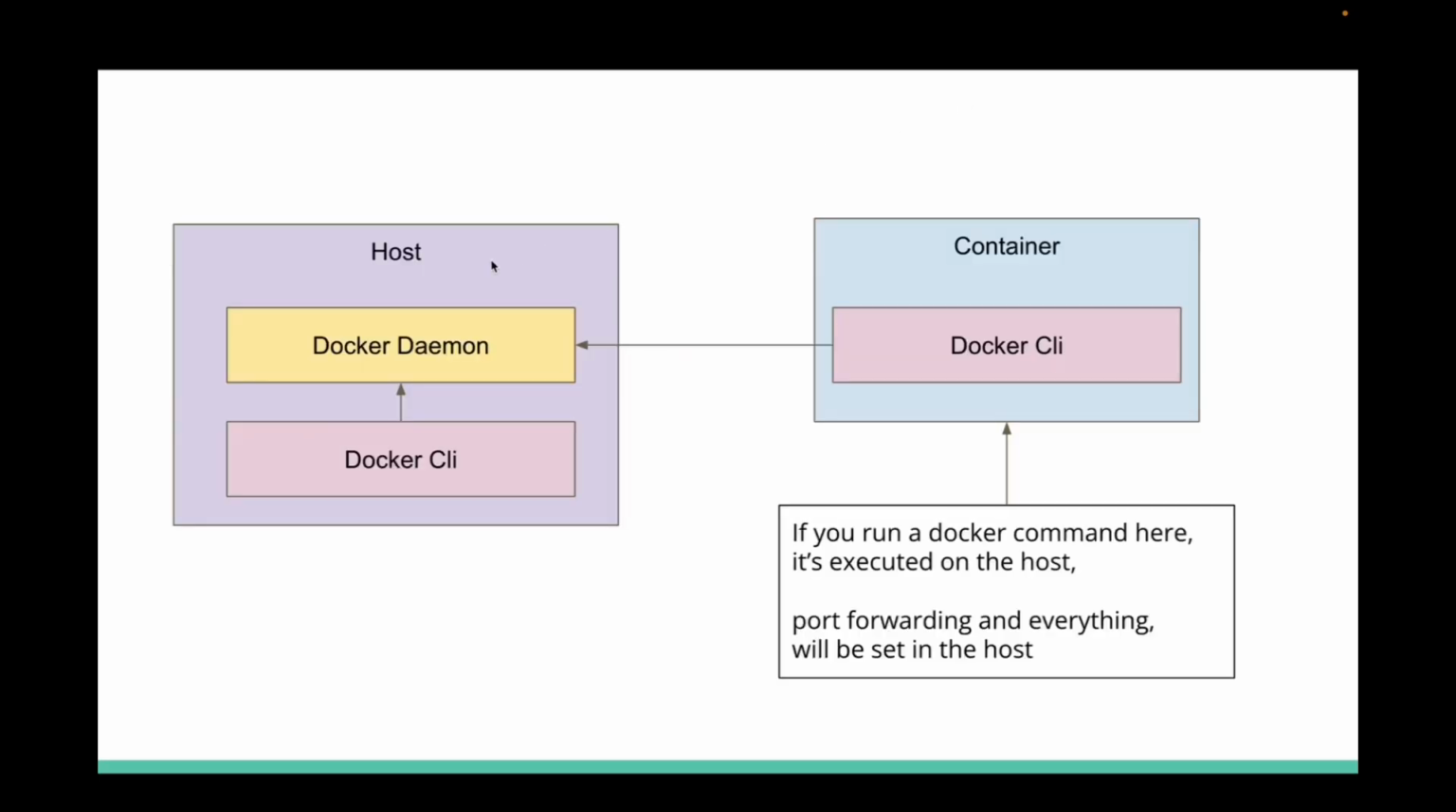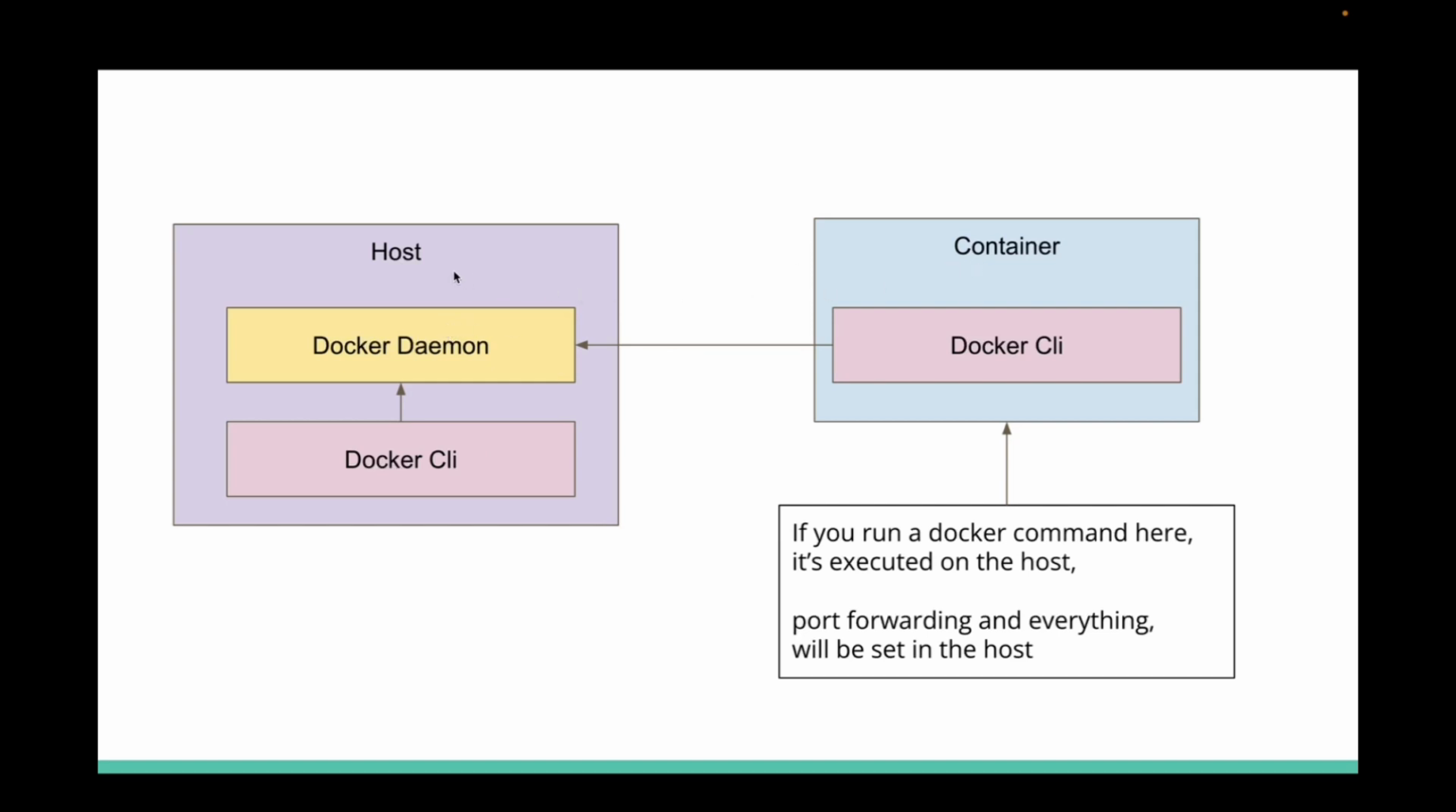Let's look at this diagram. We have a host here, and on this host we have installed Docker. We have a Docker daemon there, and we have the Docker CLI there. The Docker CLI is the tool we use to run Docker commands or Docker Compose, something like docker pull, docker run, docker images. And then what does the actual job is the Docker daemon.